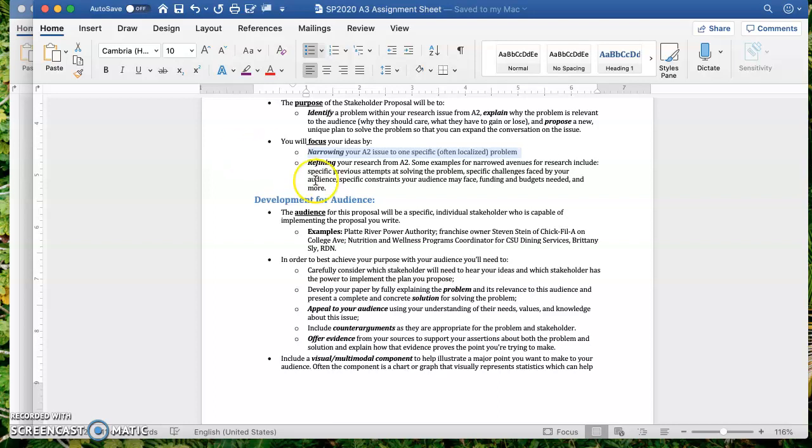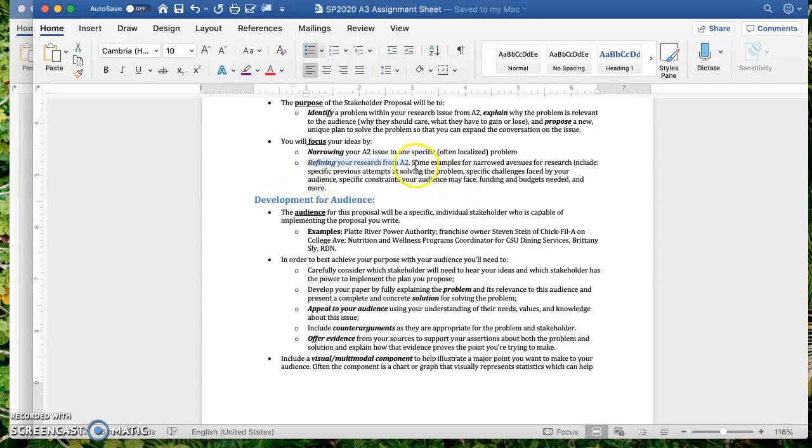So the goal with keeping your issue specific and perhaps local is I want you to have as easy a time as possible trying to persuade a specific stakeholder to implement whatever plan you're creating, right? So that also means that you're going to refine some of your research from your A2. So a lot of your research, as I said before, for your A2 can carry over.